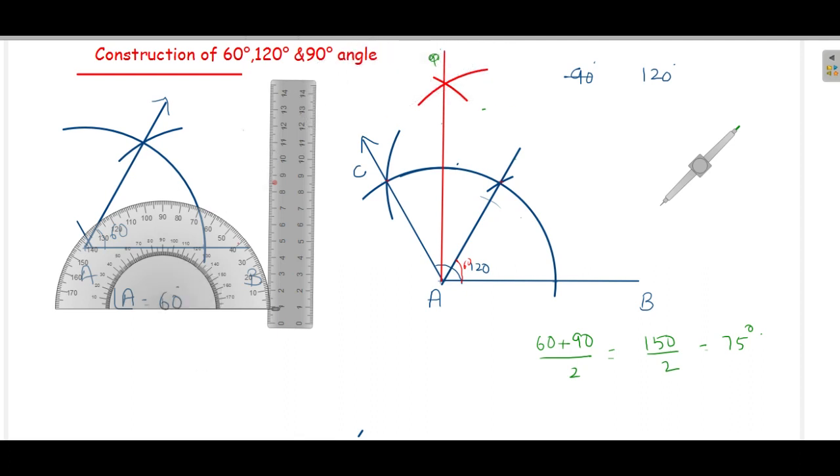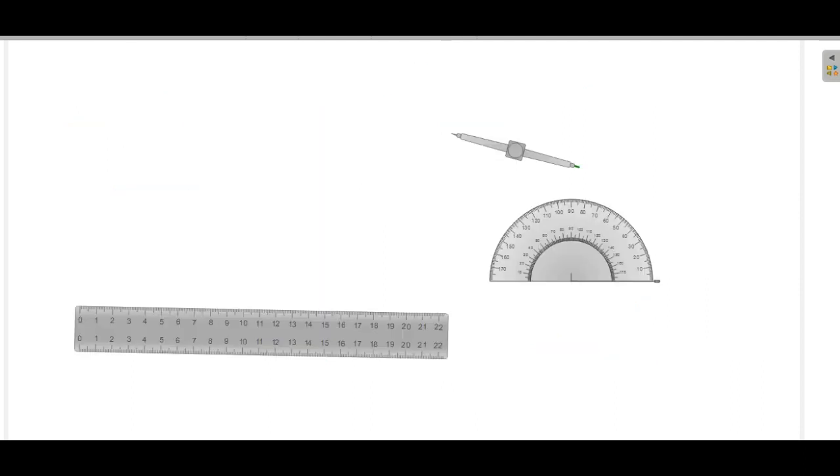We will get an angle that is (90 + 120) / 2, that is nothing but 210 / 2, that is 105. So, when we bisect these two angles, we will get an angle of 105. When we bisect 90 and 60, we will get an angle of 75 degrees. So, let us see how we can do that. We will repeat the same process again. Let us move to the next page.